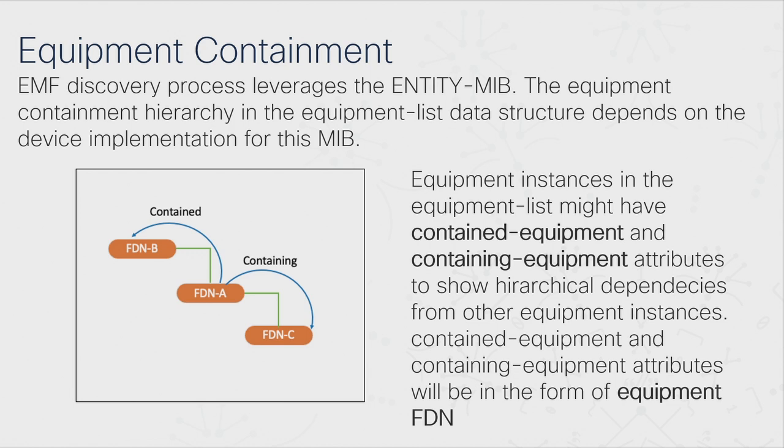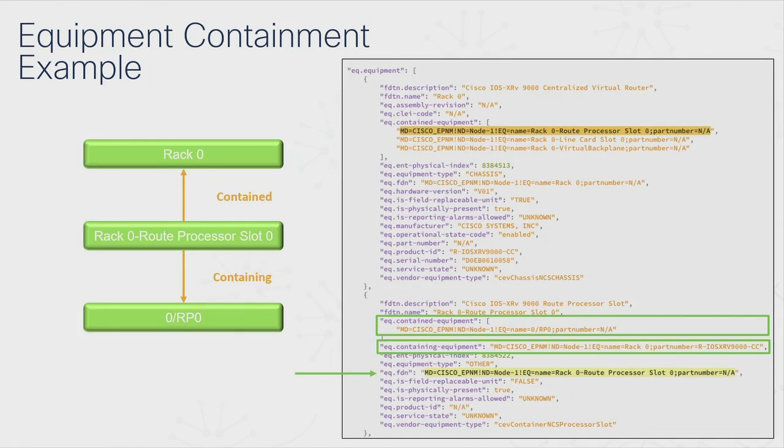this inventory list, of course, expressed with their own FDN, has a referent index to its parent, so the containing equipment, and also points to the list of contained equipments, also in this case expressed in the form of FDN. But the next slide will clarify with an example.